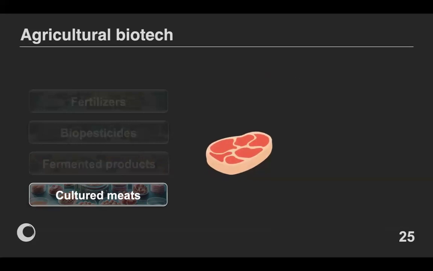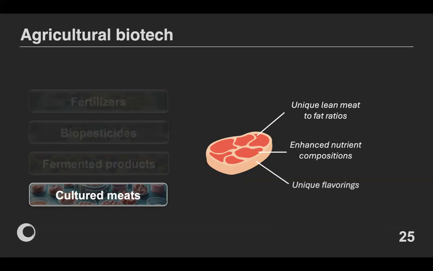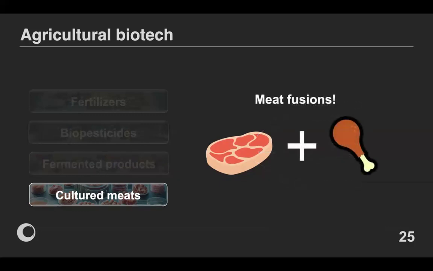And so some of the cool things you can start doing with this, other than making a more sustainable way of making meat, is you can make more unique lean meat to fat ratios that were not possible before. You can enhance the nutrient compositions. You can also introduce new flavorings, so you can make meat naturally garlicky or spicy, or things along those lines. There are some really cool things we can start doing once we think about the future of the meat industry. You can also do meat fusions, so you can combine a beef with a chicken, or a turkey with a duck, and make unique meat products that weren't possible before.